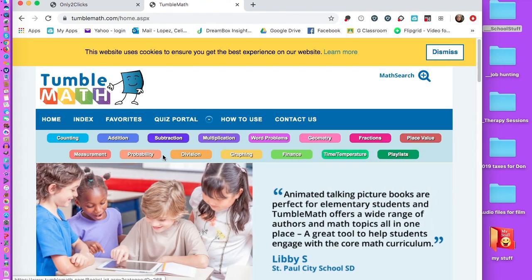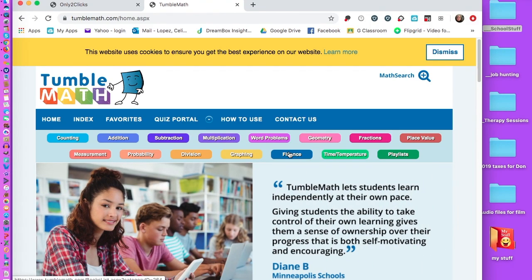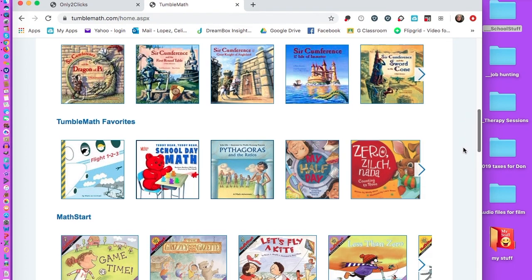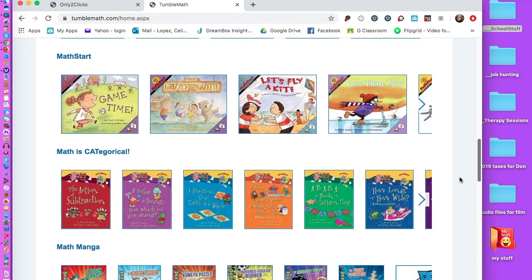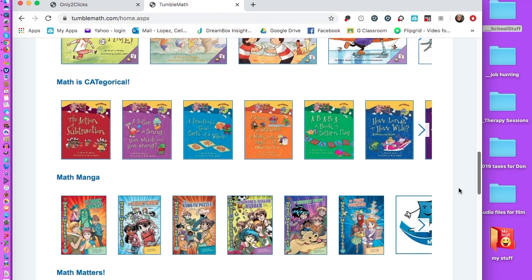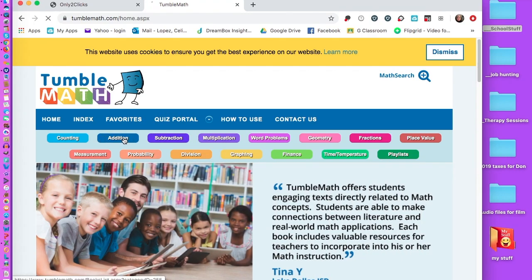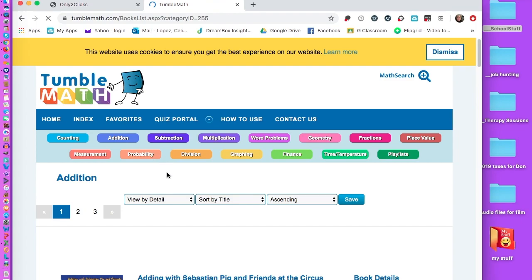Playlists, graphing, division, probability, finance. And not only that, but books, literature that goes along with math. Really great stories that have math themes to them. So let's look at addition. Everybody needs addition. I don't care what age you are.